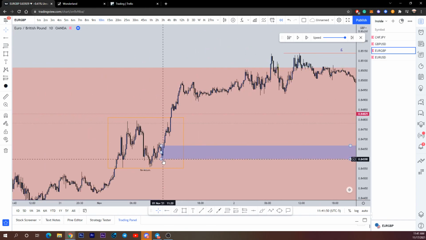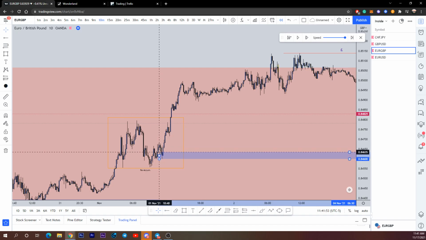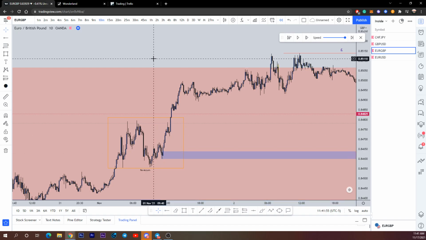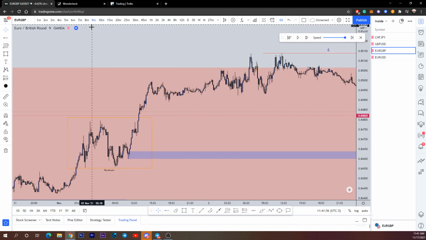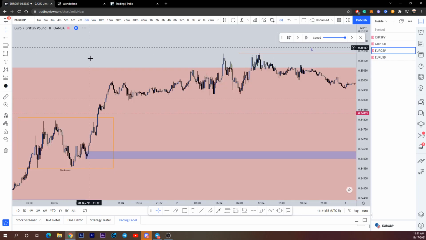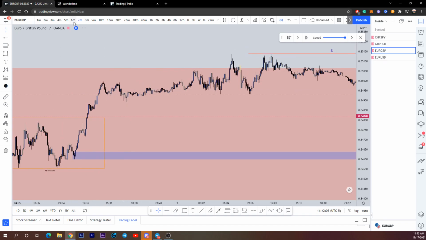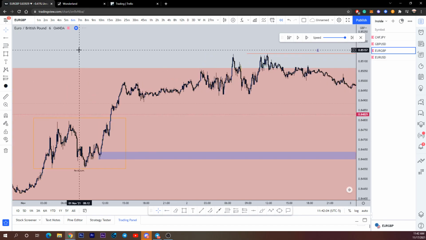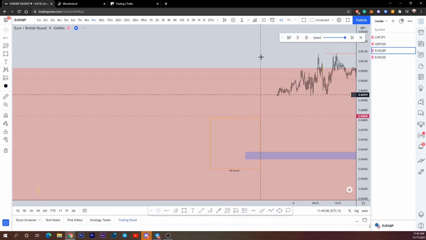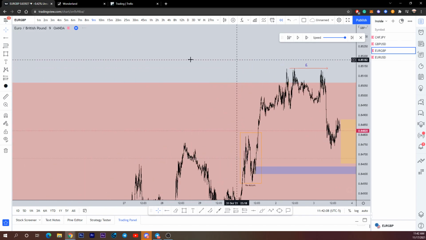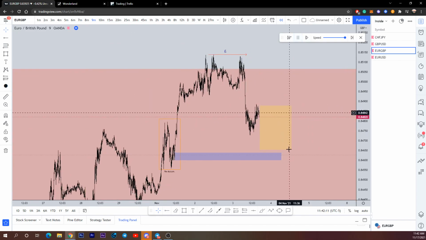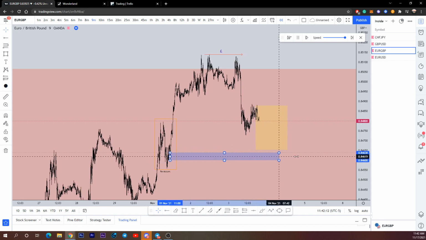All right, now we have this 10-minute right here that has not been mitigated. 9-minute candle, same thing. 7-minute, same thing. All right, so it looks like it's the same thing. Well, let's see where the market came and reacted off of.